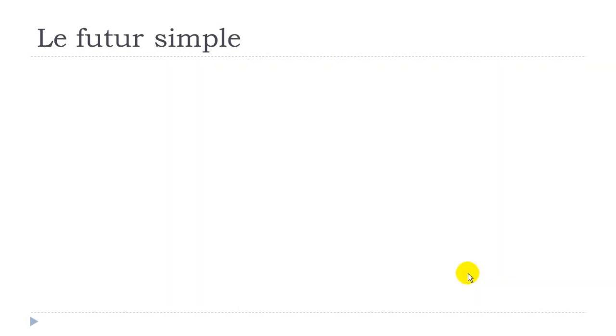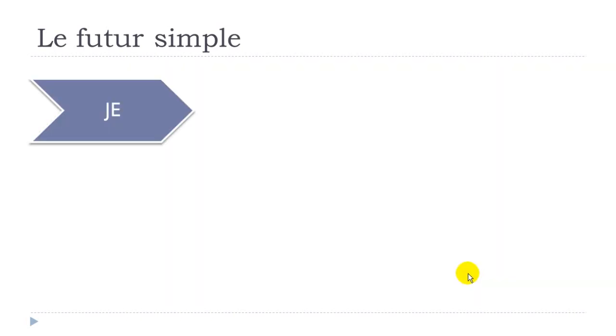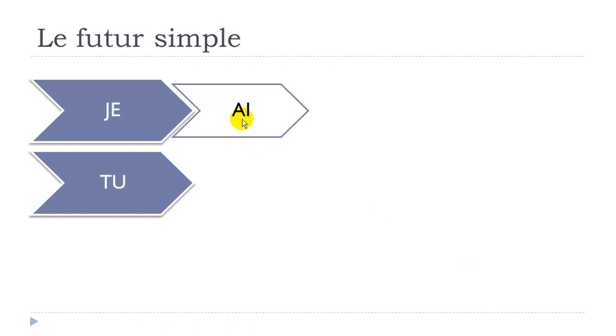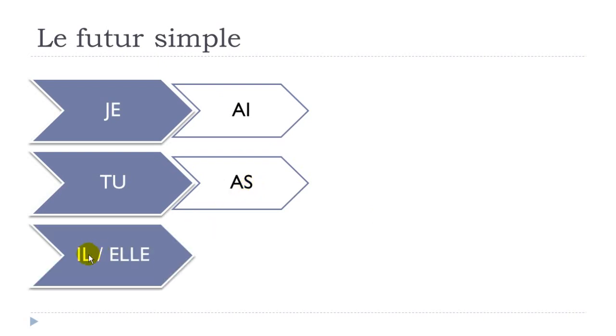Alright? So, let's see. The ending for je will be ai. Alright? And you pronounce it e. Remember, open e. Okay? The ending for tu will be as. You don't pronounce the s, so you pronounce a. Alright? The ending for il, elle, will be a. Okay? Phonetically, exactly the same thing as for tu. Okay? A.